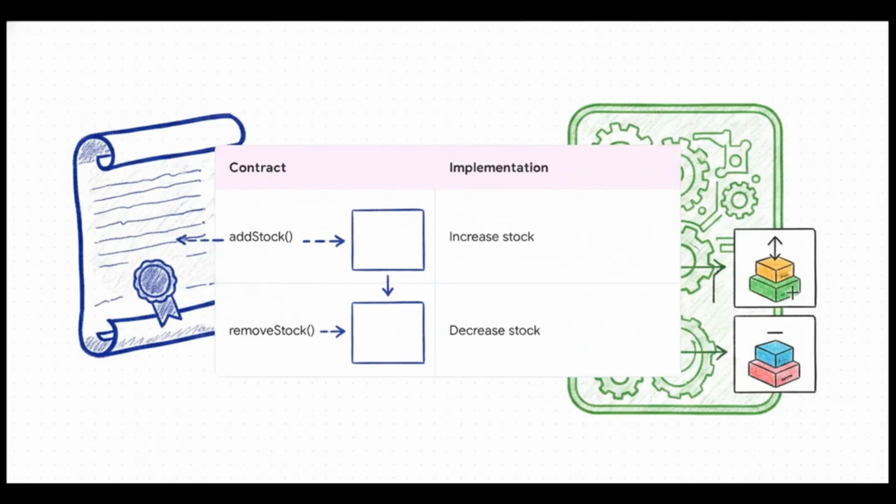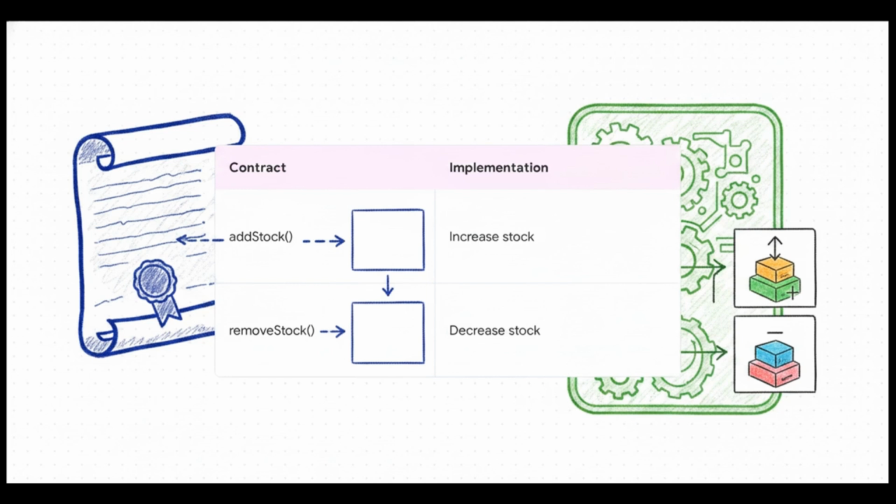Let's see this in action to make it a bit more concrete. We establish an interface contract, and we'll call it inventory operations. Now, this contract demands two very specific methods: add stock and remove stock. It doesn't actually write the code for them. It just says, hey, if you want to be part of this inventory system, you absolutely must be able to do these two things.